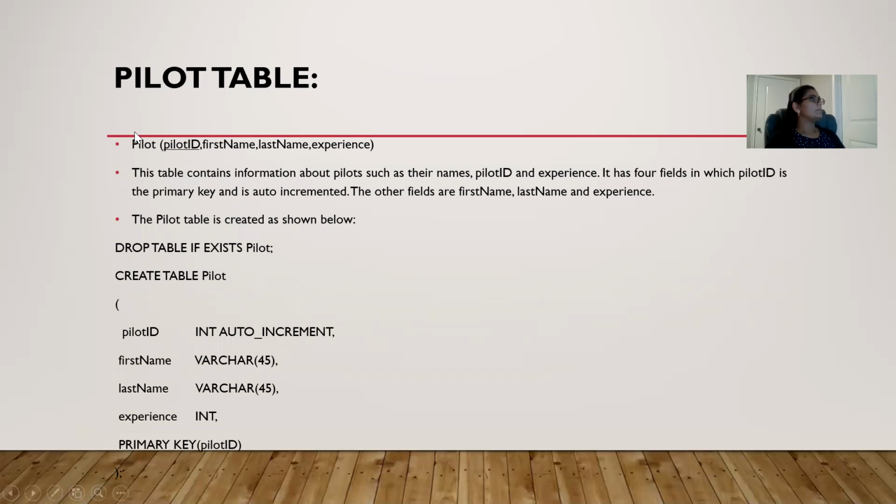Pilot table. Now, in this pilot table, this table contains information about pilots such as their names, pilot ID, and experience. It has 4 fields in which pilot ID is the primary key, and the other fields are first name, last name, and experience. This is the query used to generate this table, and pilot ID is of integer data type and is auto incremented. The first name and last name are of varchar data type. Experience is of integer data type and pilot ID is the primary key.